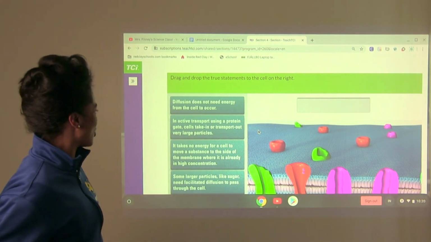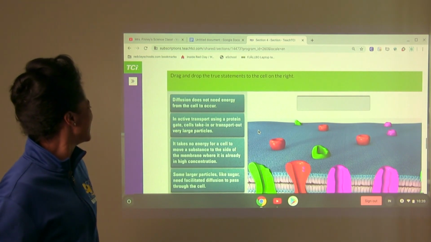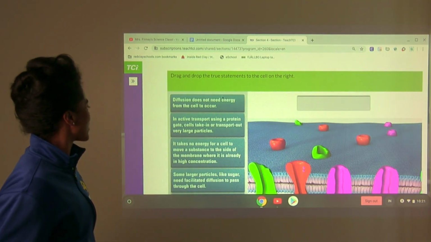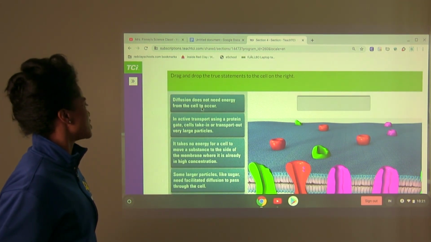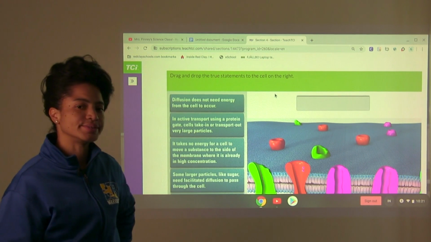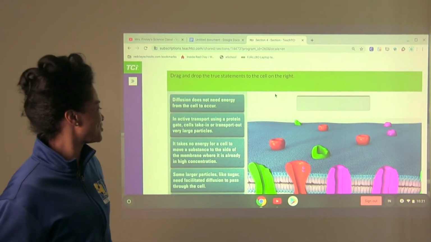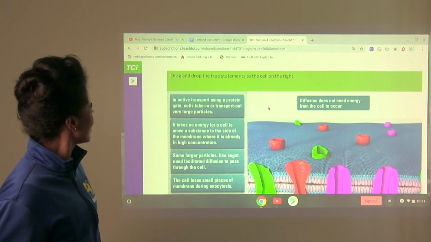All right, welcome to our drag and drop show. Drag and drop the true statements to the cell on the right. Diffusion does not need energy from the cell to occur. Take it or leave it. What do you think? You say take? All right. Here we go.